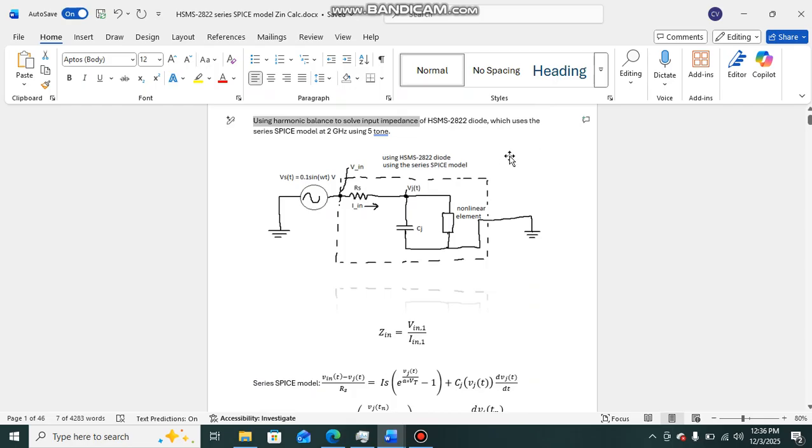So in this video I'm finally moving away from designing low noise amplifiers to the next part, which is a mixer in a radio frequency integrated circuit design.